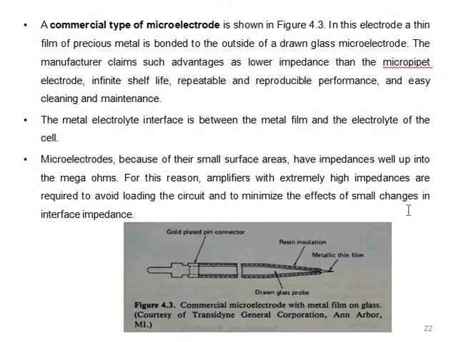So these microelectrodes have very small surface areas. They have impedances of a high value, up to megaohms, and for these reasons the amplifiers used with these microelectrodes have high input impedance requirements in order to avoid loading the circuit and to minimize the effects of small changes in the metal electrolyte interface impedance. So that is about a commercial type microelectrode.